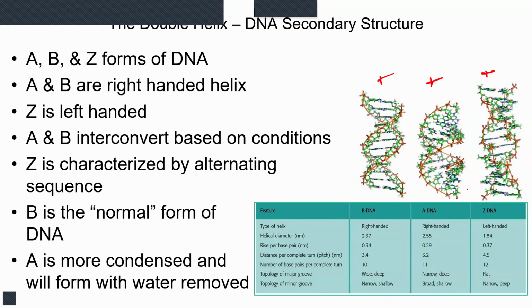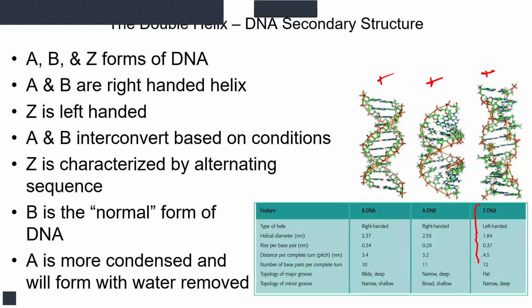Now, these two forms, A and B, I always think about B as your hydrated or normal form of DNA, whereas A is that normal form with less water, or in a dehydrated environment. Last but not least, the Z form DNA. Z form DNA is left-handed. Its helical diameter is 1.4 nanometers. Its rise per base pair is 0.37 nanometers. Distance per complete turn is 4.5, so it's a little bit more extended.